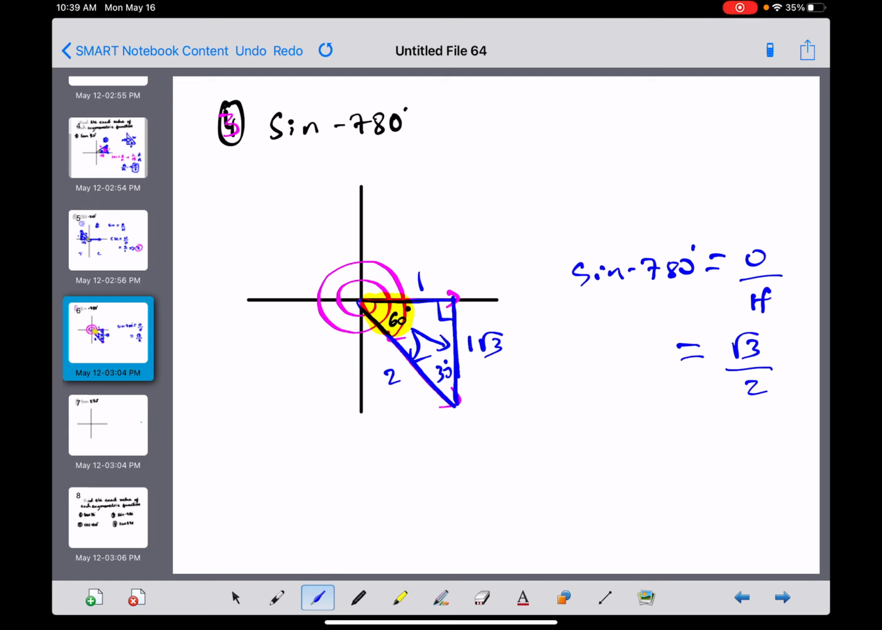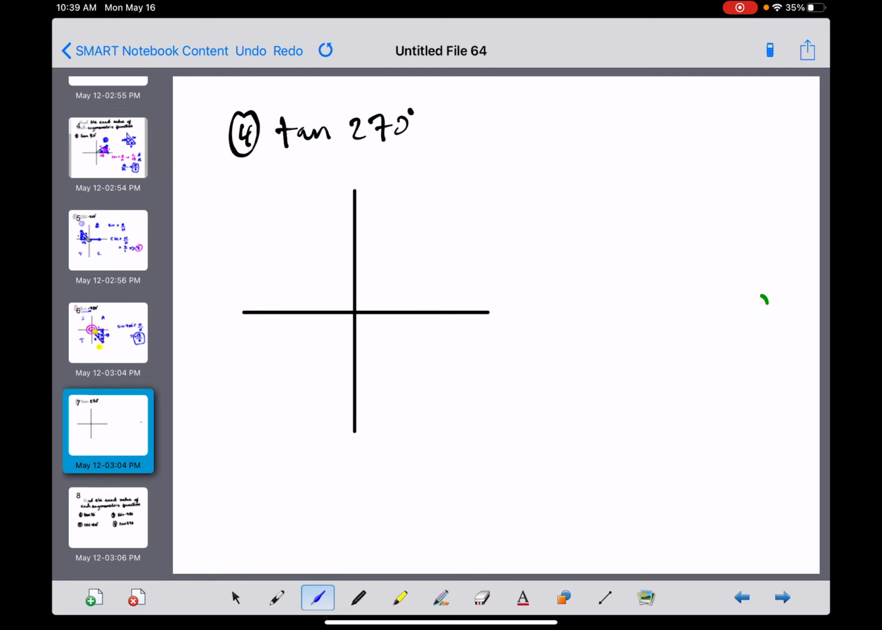Now the last step is to determine whether our answer is positive or negative. All Students Take Calculus. In this quadrant right here, only cosine is positive, but I have a sine. That means my answer has to be negative on this one. And that's the answer right there. Okay, let's move on to number 4.